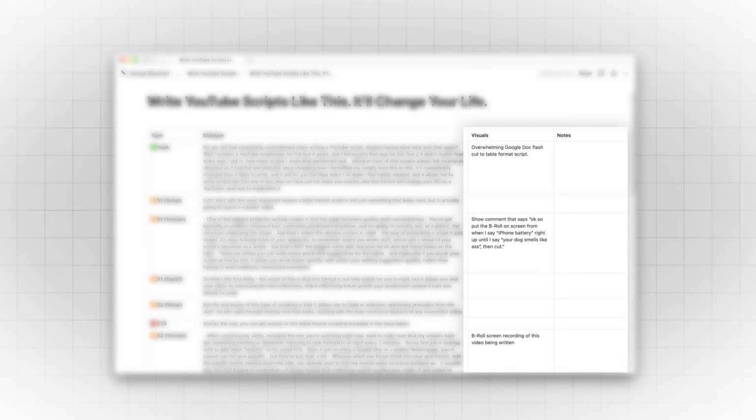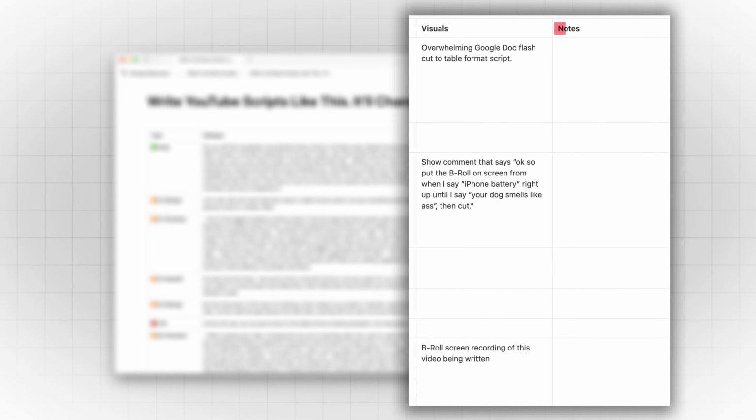But that's not the biggest value add because we've also got these boxes on the right. These are where you can write notes and B-roll suggestions for the editor, and especially if you break your script up line by line, it allows you to be hyper specific with where your editing suggestion applies rather than having to write endlessly convoluted comments. So that's the first thing.